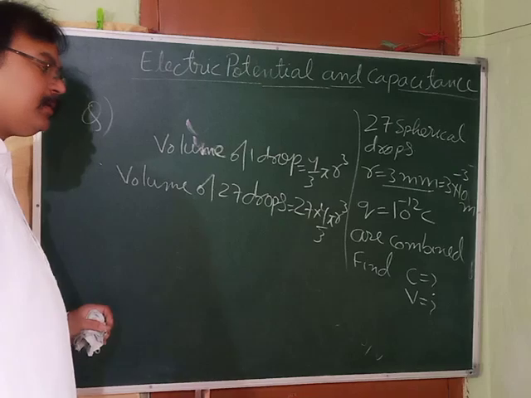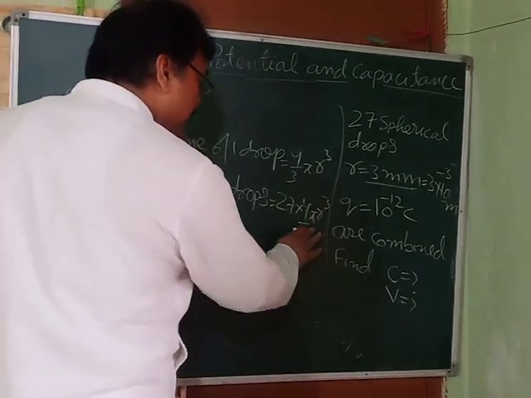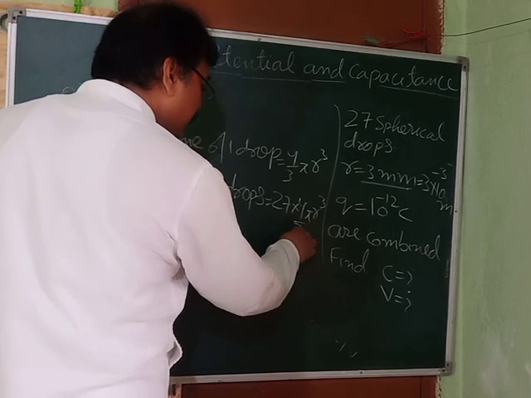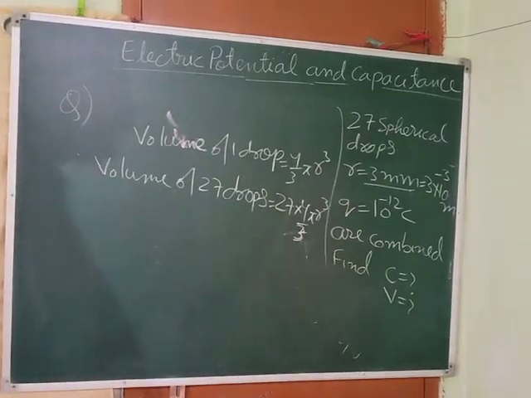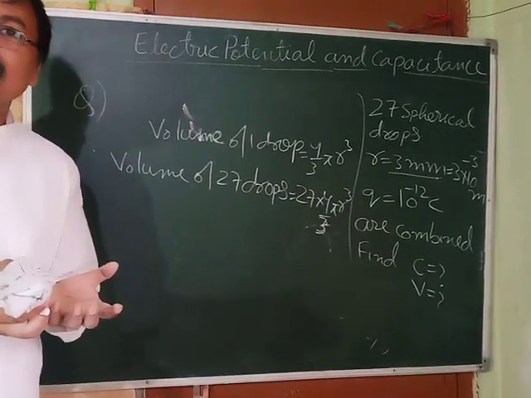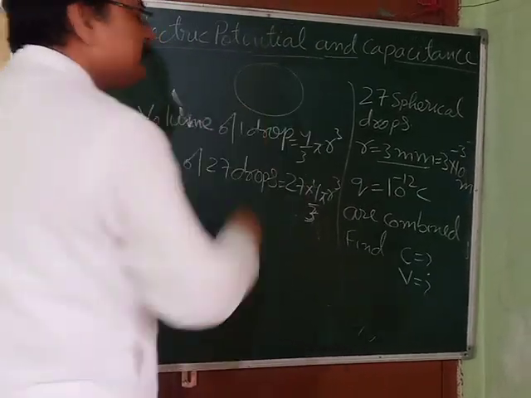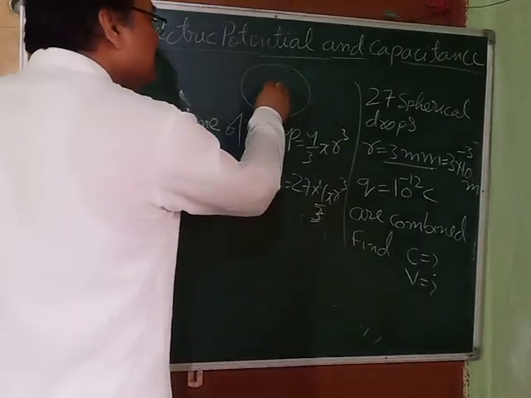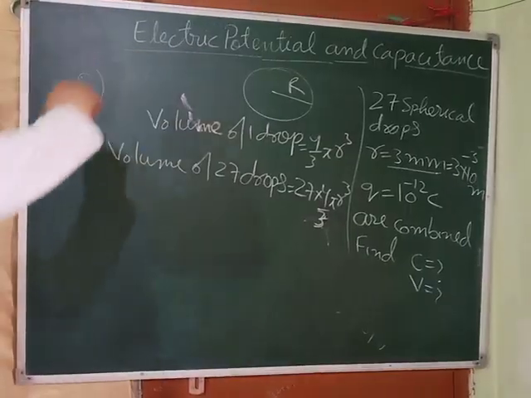Okay, clear? So we can cancel this. 3 1 is 3, or let it be like this only. Okay, don't convert, cancel this. Okay, why? I will tell you later on. Now, when you combine them, suppose you get a big spherical drop. Let the radius of that big spherical drop be capital R. Okay, now what will be its volume?